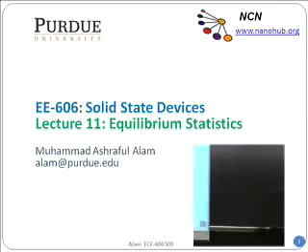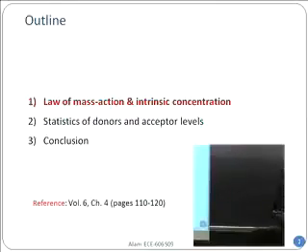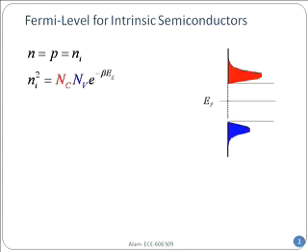And in the process, we will also be getting started towards calculating the electron number when a solid has a certain number of donors or acceptors. We will quickly review the law of mass action and the intrinsic concentration. This is something we have done before. We'll talk about statistics of dopant levels, both donors and acceptors, and then finally conclude.